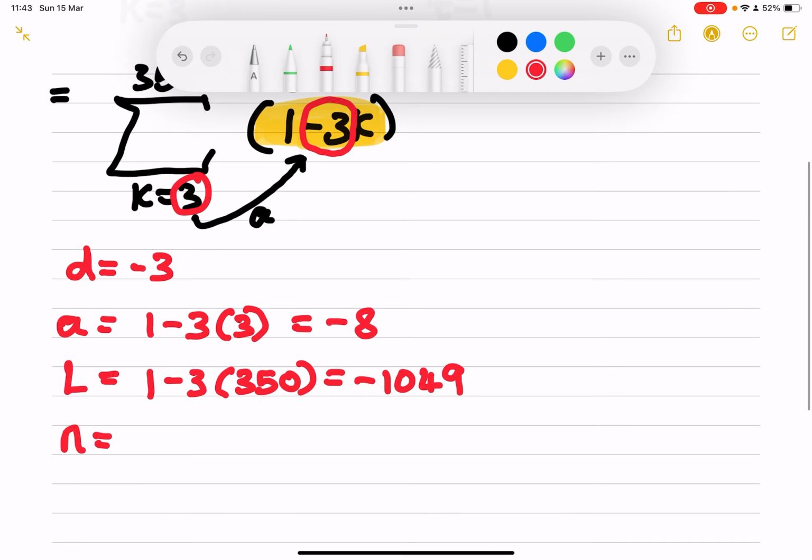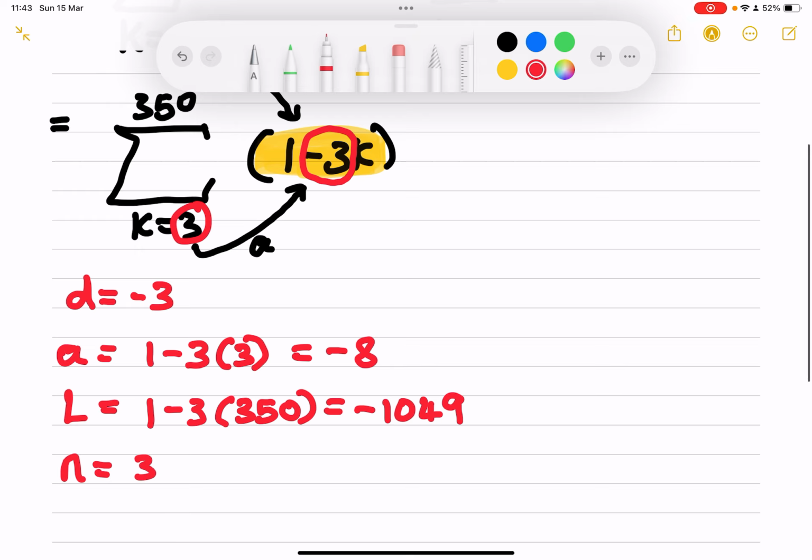Now we need to get the number of terms. So n is the top number, which is 350, minus the bottom number, plus 1. It's always top minus bottom, plus 1. And that gives us 348 terms. So we're adding 348 terms.